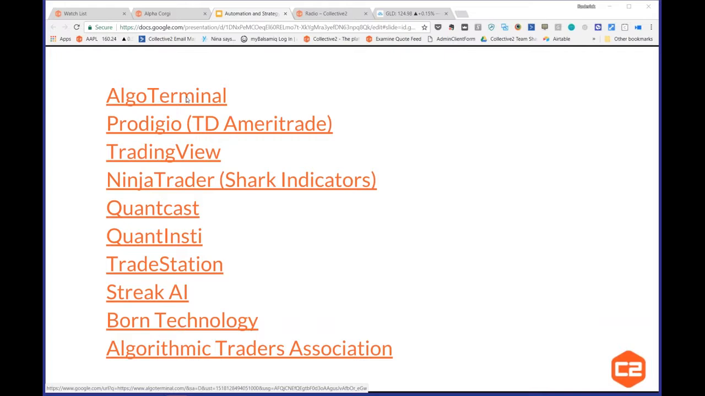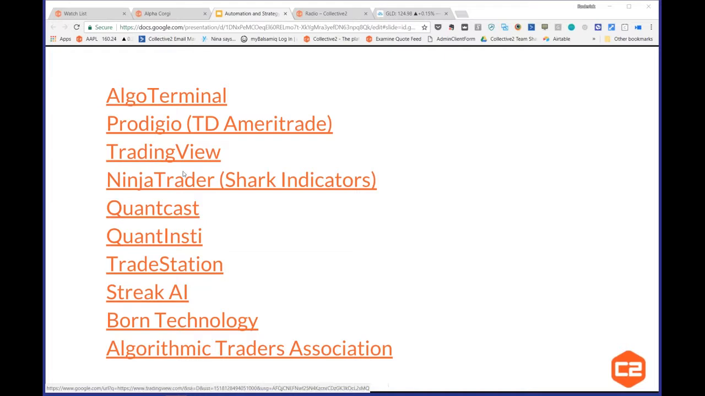It's similar to TradingView in the sense that you are going to have someone that has a little bit of understanding about scripting, but it's a very rapid way to deploy and test, backtest and forward test trading strategies, and it's a more obscure platform that many folks haven't heard of. There's a tool on TD Ameritrade called Prodigio, which is more of a drag and drop builder that you might want to take a look at.